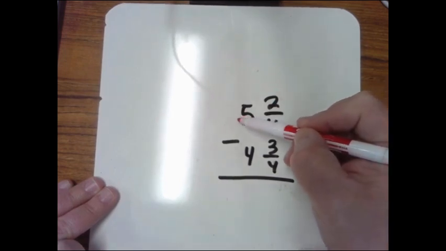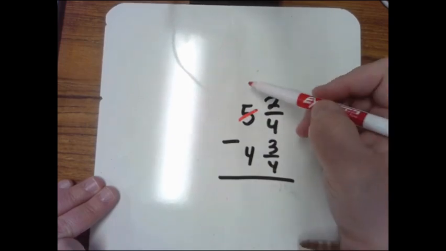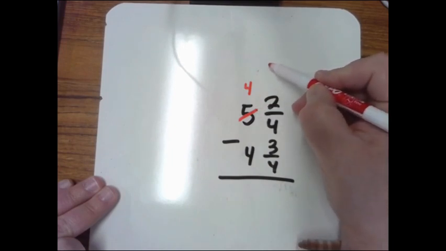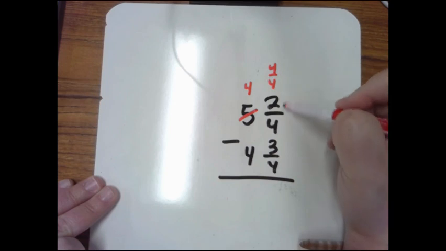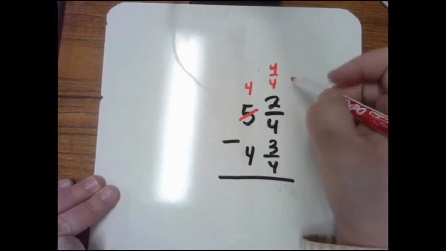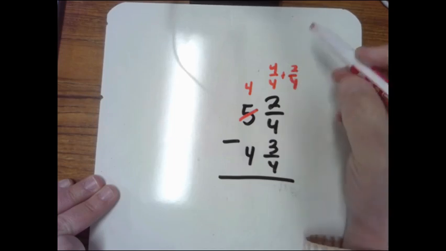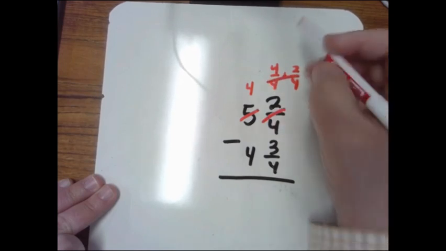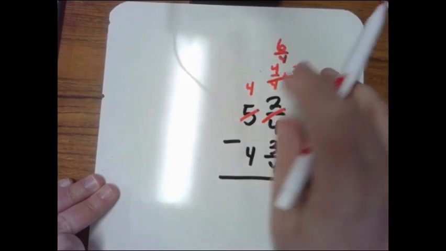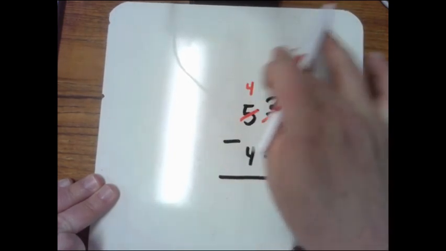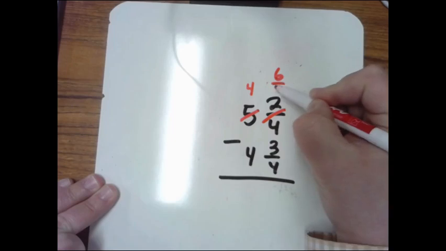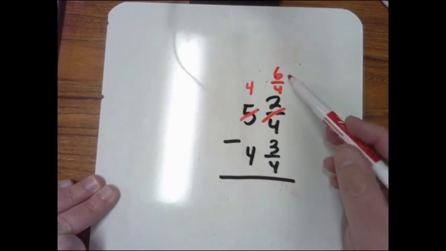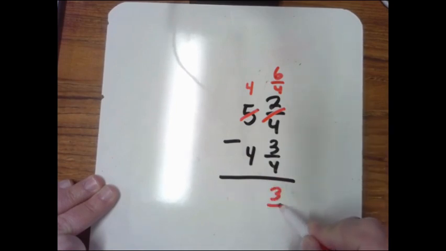What we're going to do is take this 5 wholes, and trade one whole. Then that one whole is going to be 4/4 plus the 2/4 that we have here. So we have a total now of 6/4. We're just going to cross this out, and I'm going to go 6/4. Probably just erase that. Yeah, let me do that. So now we have 6/4. Now we can subtract 3/4. So 6/4, take away 3/4, that leaves us with 3/4.